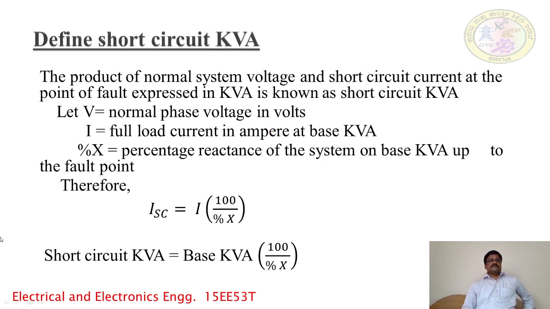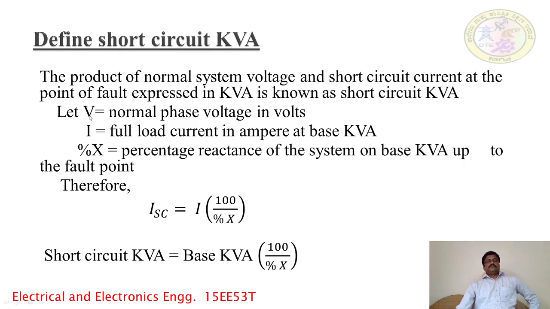Next, short circuit kVA. Short circuit kVA is defined as the product of the normal system voltage and the short circuit current at the point of fault in the transmission line, and it is expressed in kVA. This kVA is known as short circuit kVA.